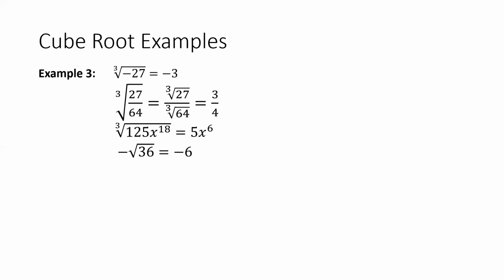And then if we have a number and a variable, just like last slide, we take the cube root of the number. So cube root of 125 is 5. And then the cube root of x to the 18th is 18 divided by 3, which gets me 6. And then I just put them together. And then I think that last thing's left over from the last slide.